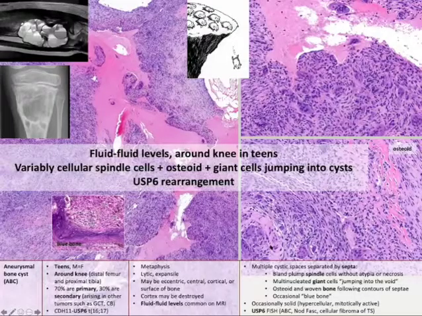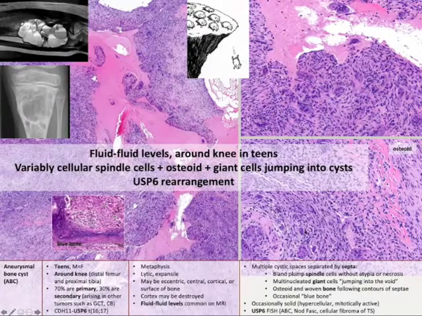Your next giant cell rich, of course, differential is ABC. ABC can be cystic, ABC can be solid. Characteristic fluid levels on MRI, again, around the knees. So same location as before. You might have giant cells that jump into the void like lemmings, right? But you may just have a solid ABC.